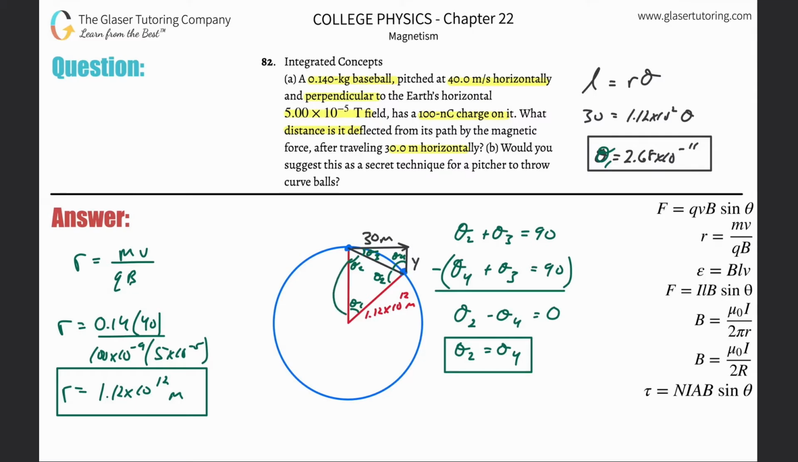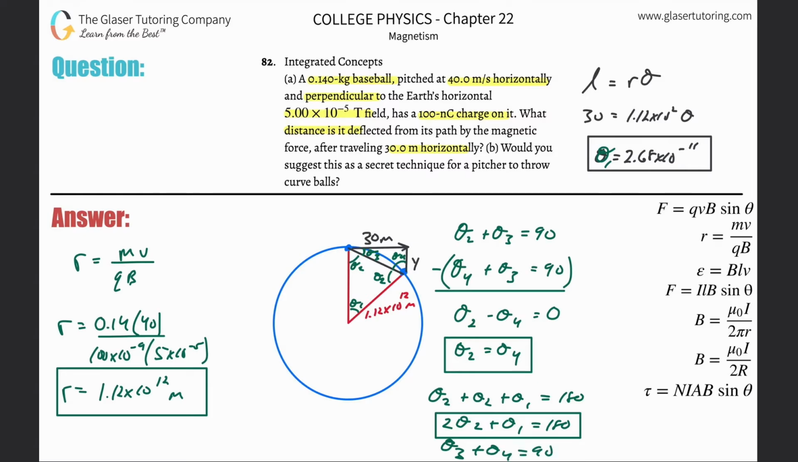So now consider that all the angles inside of that red triangle have to add up to 180 degrees. So this is theta 2 plus theta 2 plus theta 1 equals 180 degrees. In other words, 2 theta 2s plus theta 1 equals 180. Also, we know that theta 3 and theta 4 have to add up to 90 degrees, because there's a 90 degree angle in there. So theta 3 plus theta 4 equals 90 degrees.